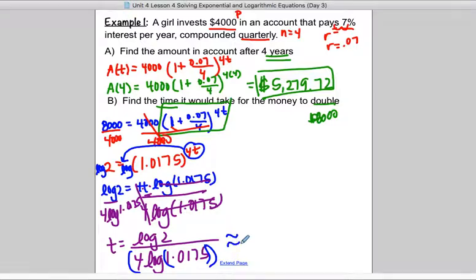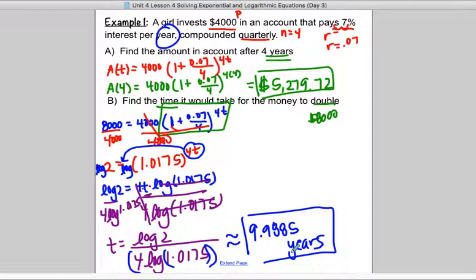Now, this is talking about time. So for time, if the directions don't specify at least 3 decimals, I'm going to round this one to 4. If you type it in, you should get 9.9885, and then the label for the time is, yes, years. So just under 10 years. After 10 years, she will have doubled her money. So it's a pretty good deal for her.